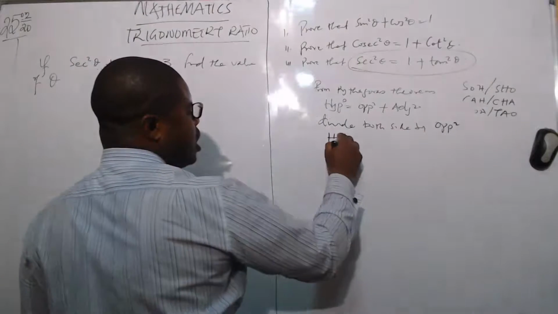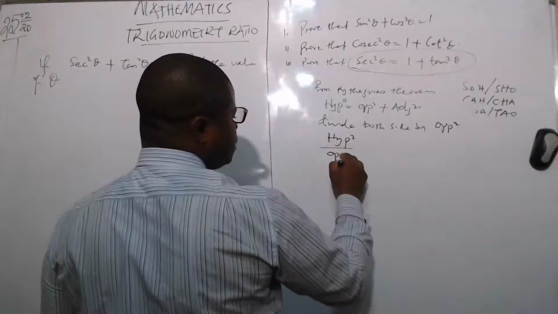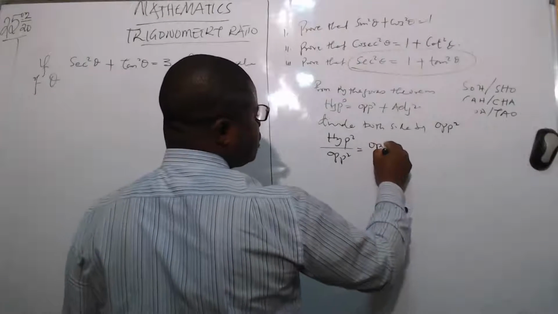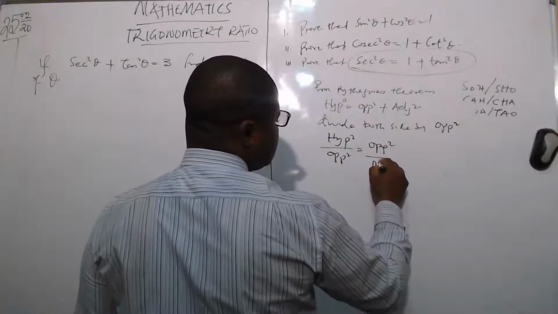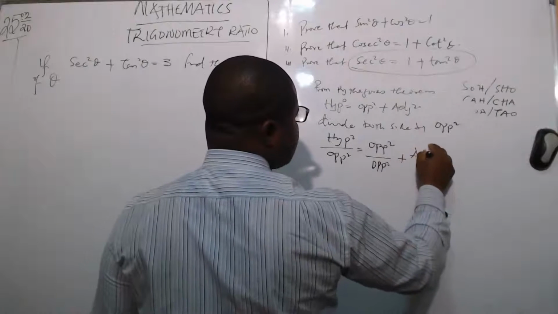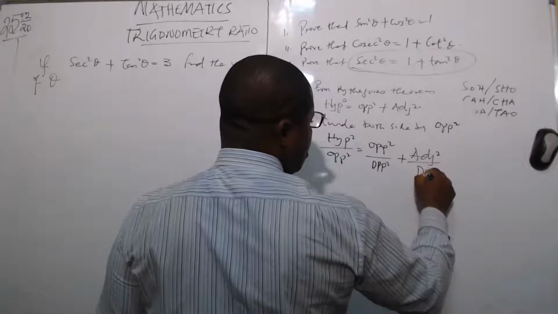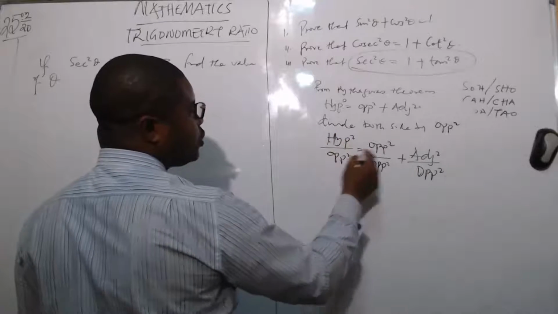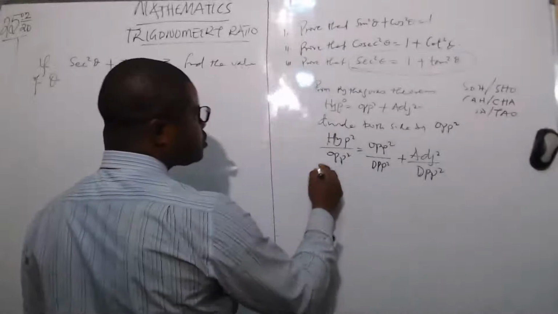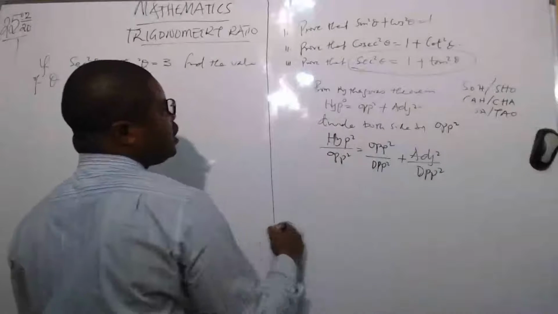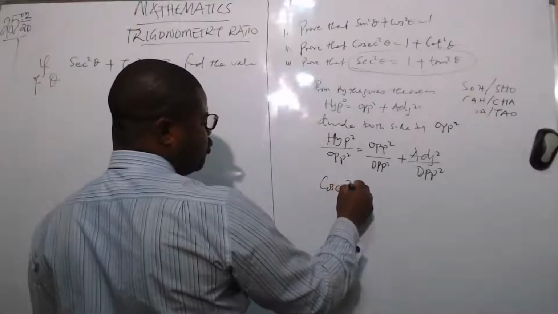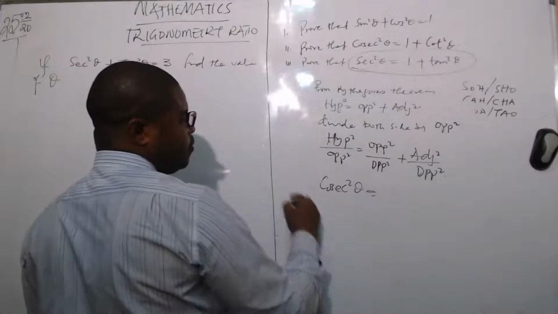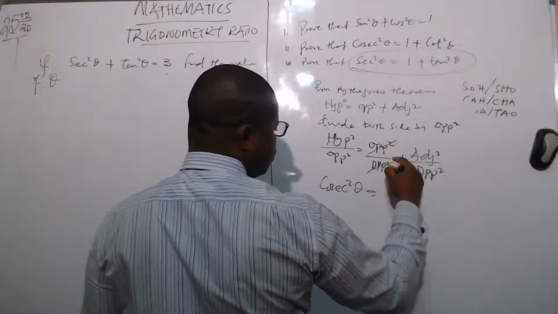Square. So you have hypotenuse square over opposite square. We have opposite square over opposite square plus adjacent square over opposite square. Now, opposite and hypotenuse over opposite, we said is cosec, that's inverse of sine. Then hypotenuse divided by hypotenuse, we have 1.